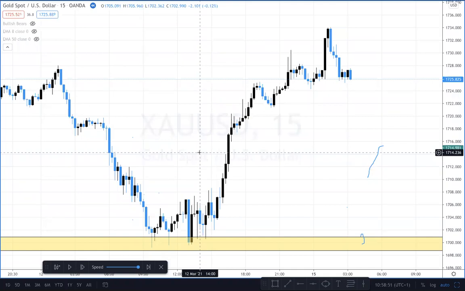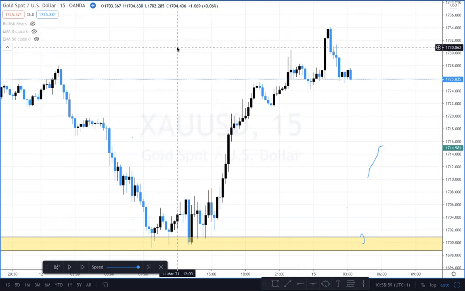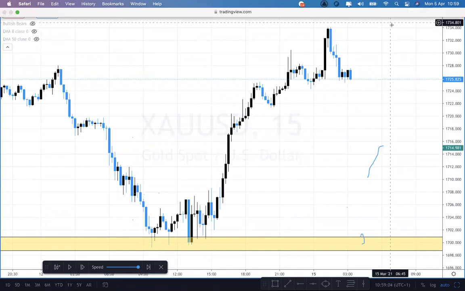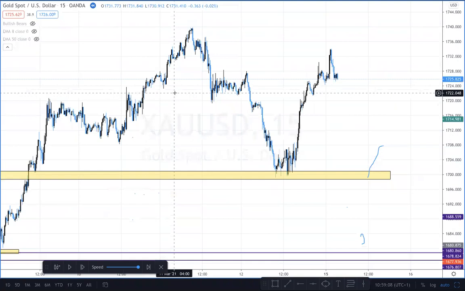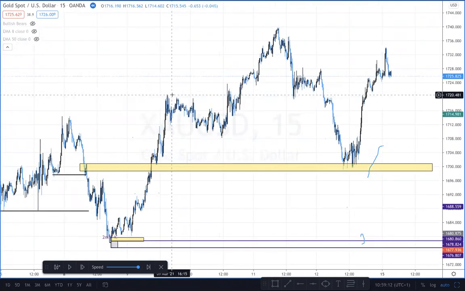I was using EJ. I didn't even know I was going to do gold today. But look, the same precise area, price came, and that's it. Now we've played the breaker and we've gotten the reaction we want.